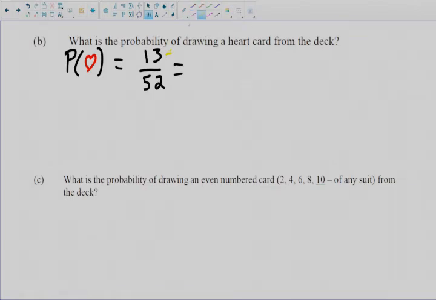Oops, wrong color, sorry folks. So we can divide this by 13. We can divide this by 13. That gives 1 over 4. We've also seen 1/4 as a decimal and a percentage, so I'm not going to go over and explain how that becomes those numbers. So there's a 25% chance of drawing a heart from the deck.